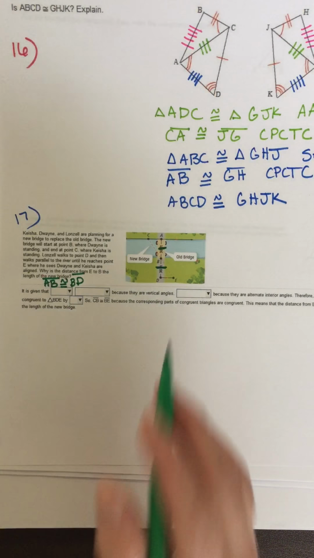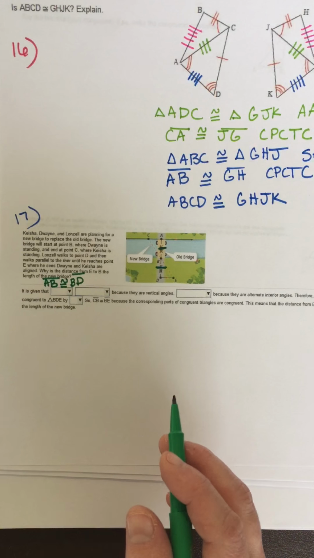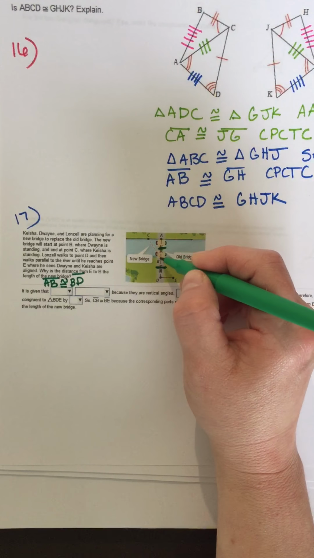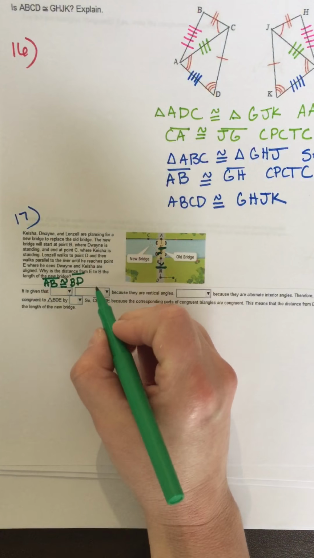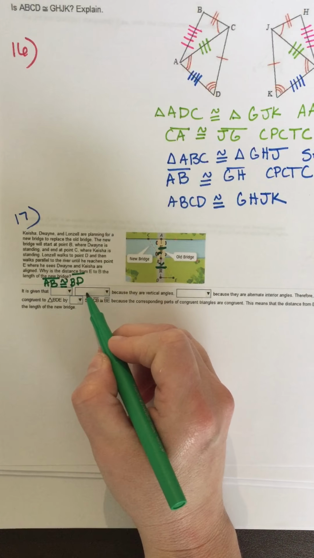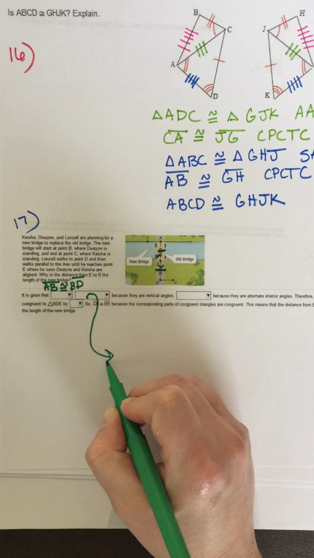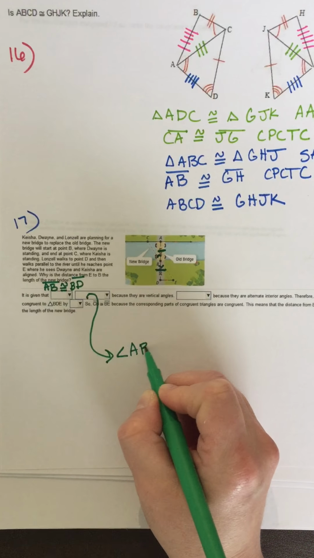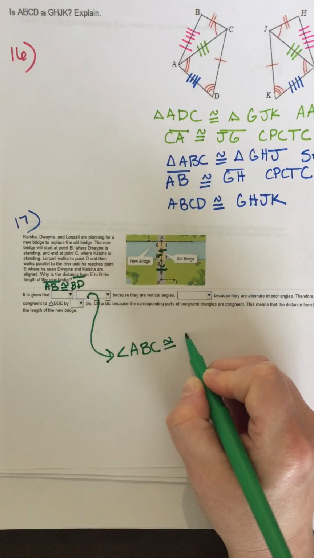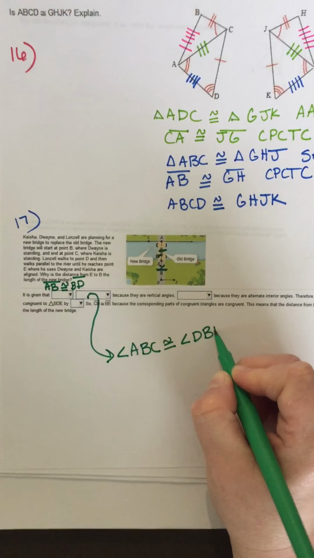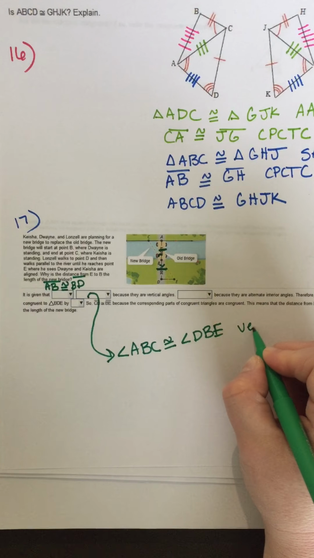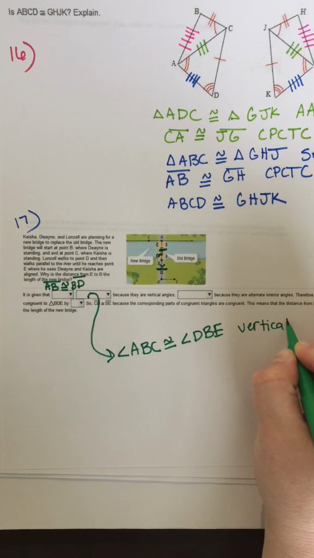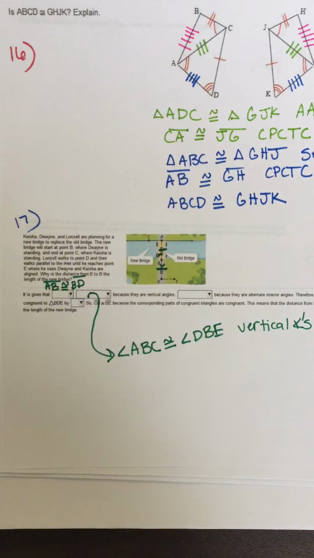All right, I can also say that angle ABC, this angle right here, is the same as this angle right here. So I don't have room here. I'm going to drop that down here. So I can say angle ABC is congruent to angle DBE. So why are these two angles congruent? Well, they're vertical angles.